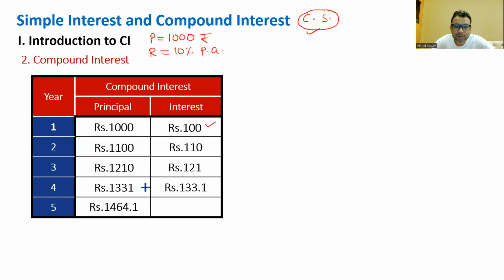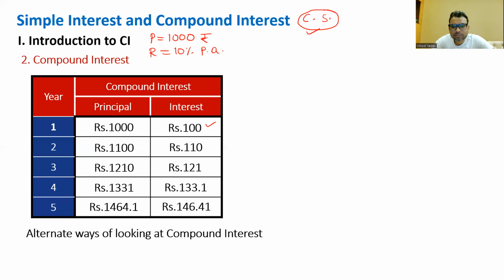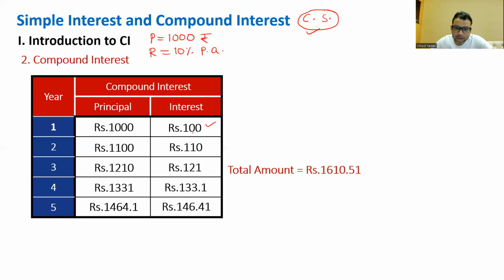Yeah. Same funda. Keep continuing. 1464.1. So 146.41 will be the 10%. If you add all of this, the total amount is 1610.51. Yeah, that is you added all the interests and plus 1,000 original principal. Clear?